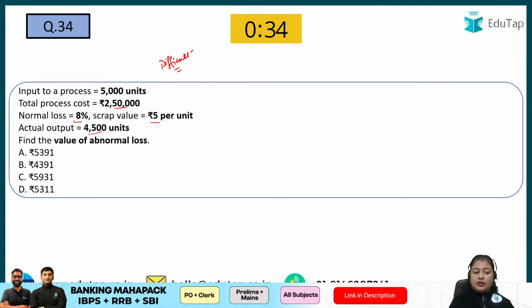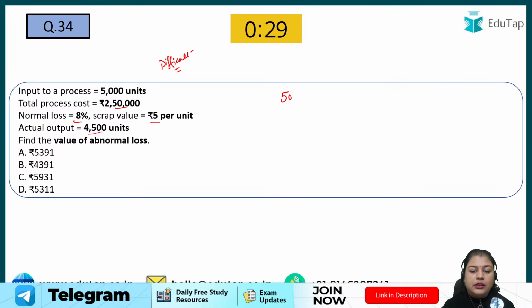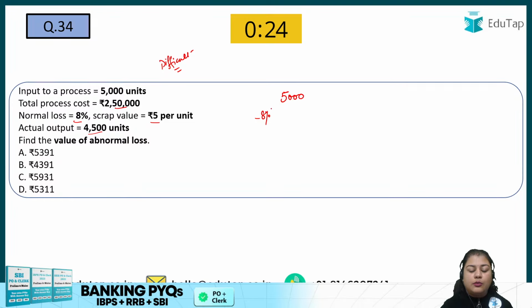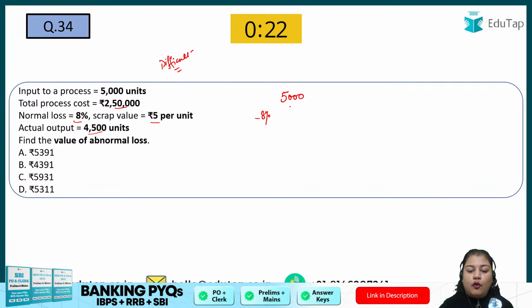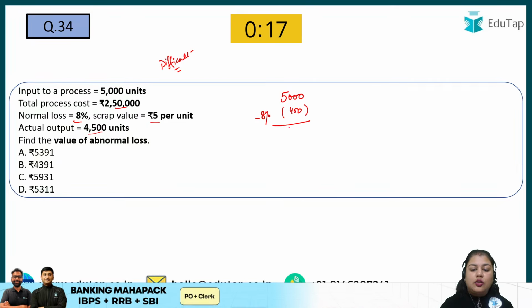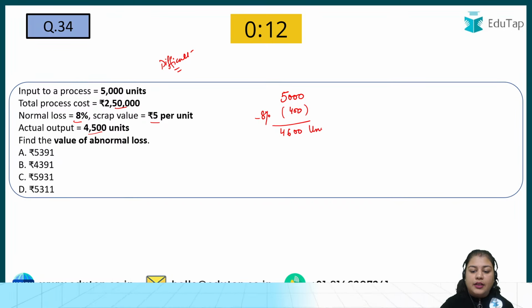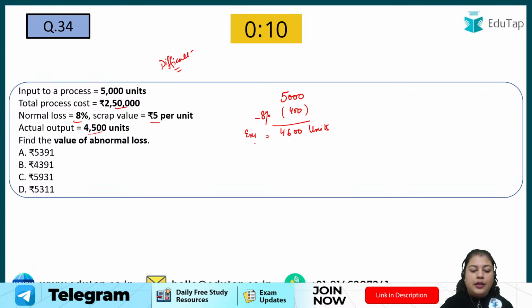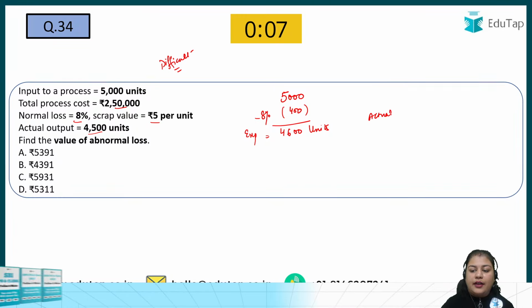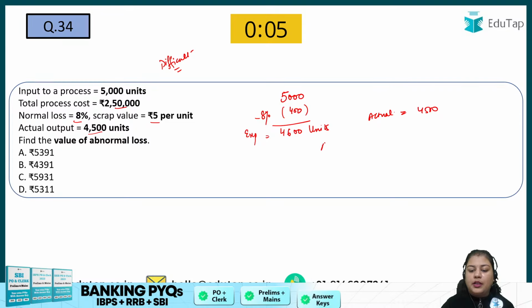So first of all, let us calculate the abnormal loss. Units कितने हैं? How much will be the units? 5,000 हमारा input था, minus 8% of normal loss. How much it will be? 8 into 5, 40. So it will be 400. 400 will be the normal loss. So how much do I expect? I can expect 4,600 units. है ना, 4,600 units is my expectation. But what is the actual? Actual कितना है? 4,500. So of course, what will be the abnormal loss? It would be 4,600 minus 4,500, 100 units is the abnormal loss.